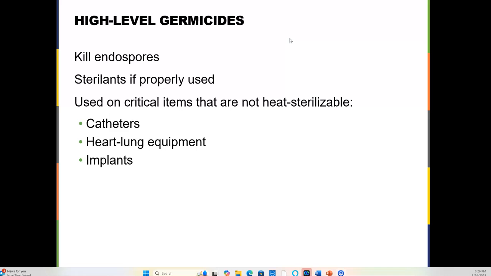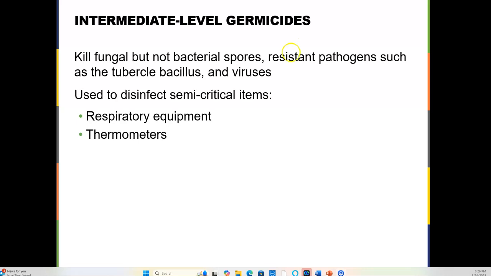High-level germicides will kill endospores. They are sterilants if used properly, used on critical items that are not heat sterilizable, like catheters, heart-lung equipment, and implants. Intermediate germicides kill fungal but not bacterial spores, resistant pathogens such as tubercle bacilli or Mycobacterium, and viruses. They are used to disinfect semi-critical items like respiratory equipment and thermometers.